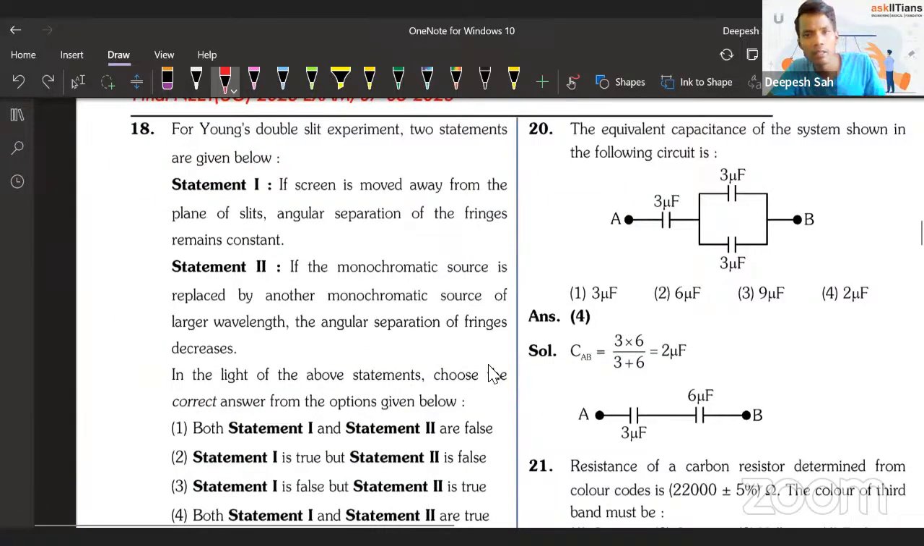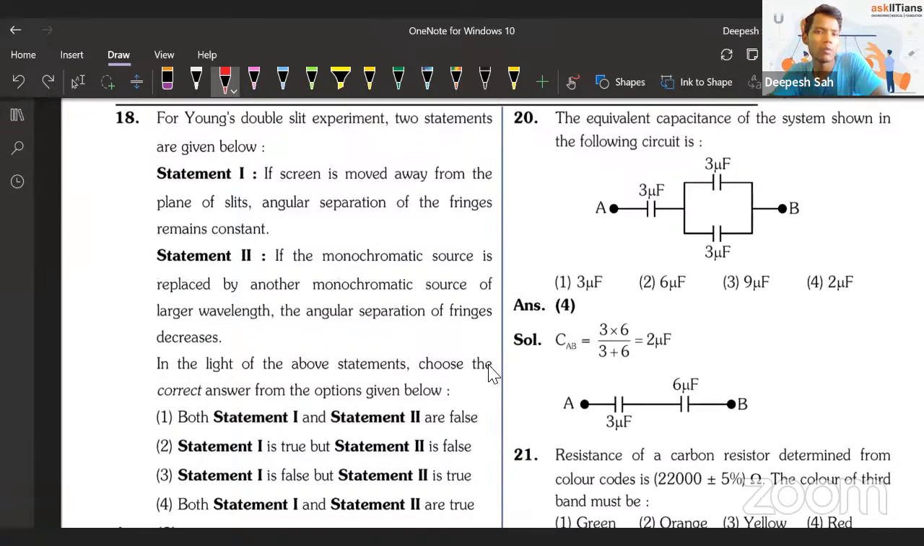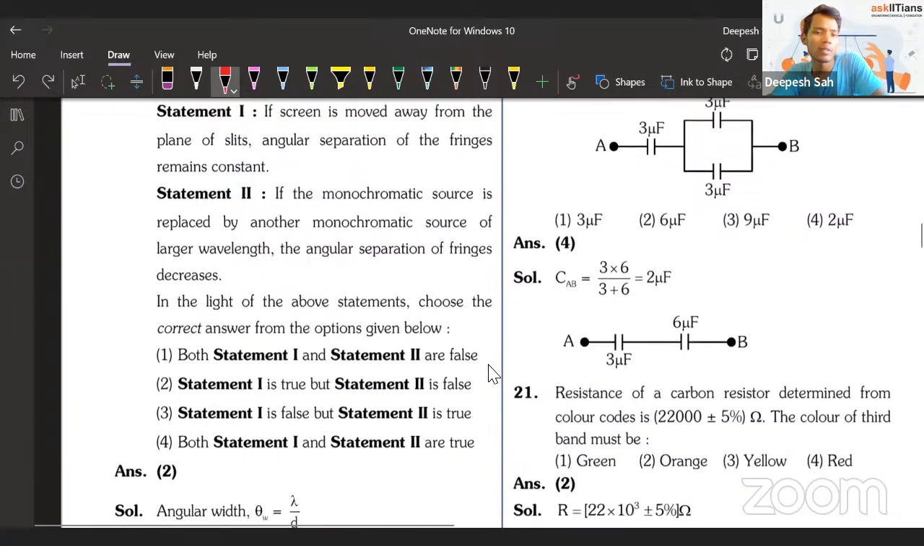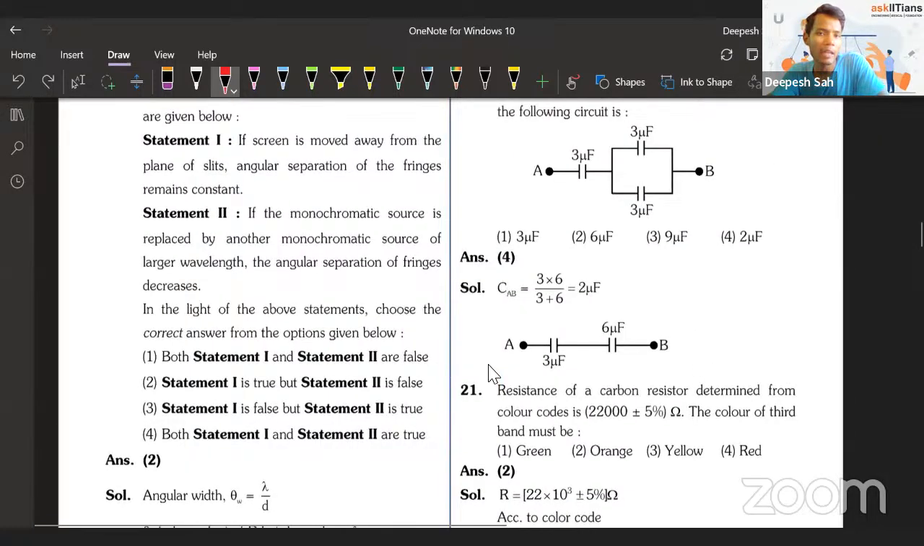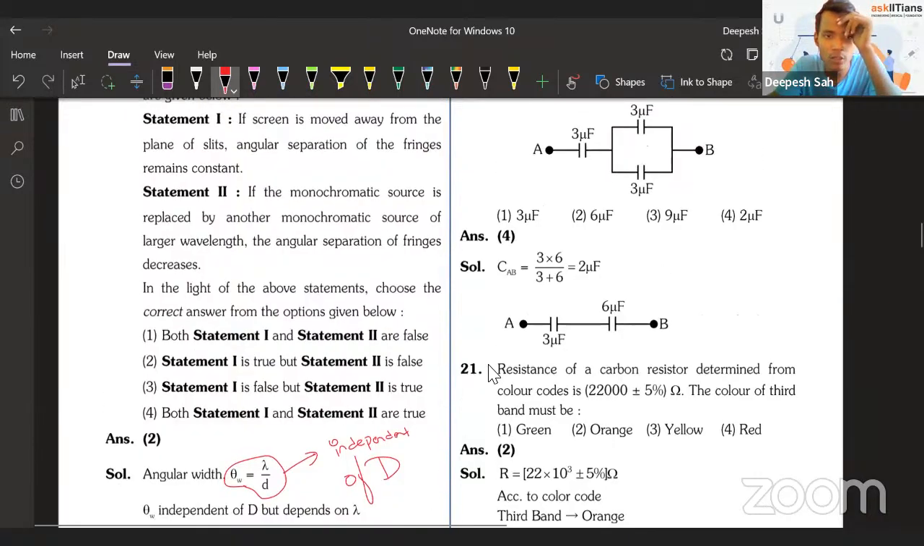Next is, in Young's double slit experiment, two statements are given below. If the screen is moved away from the plane of the slits, the angular separation of the fringes remains constant. Exactly. When we talk about the angular separation, the formula is lambda by d. And as you can clearly see, it is independent of capital D, which is the screen distance. So if it does not depend upon the screen distance, statement 1 is true.